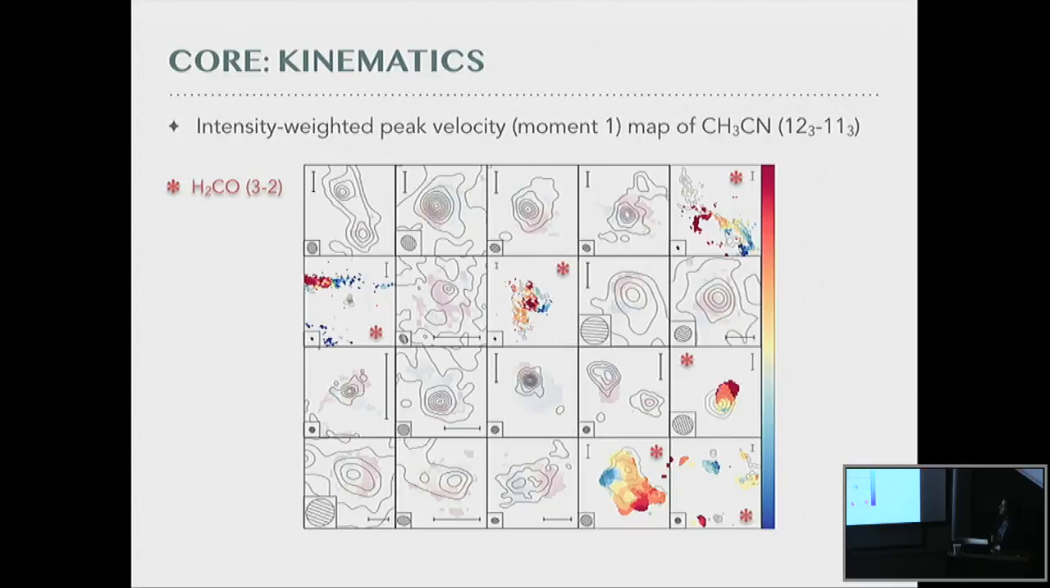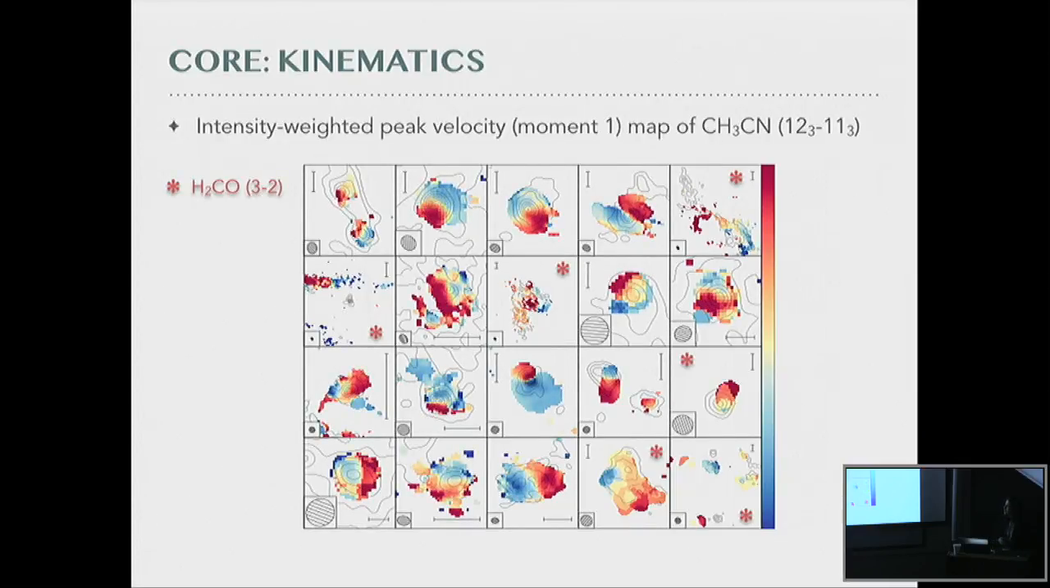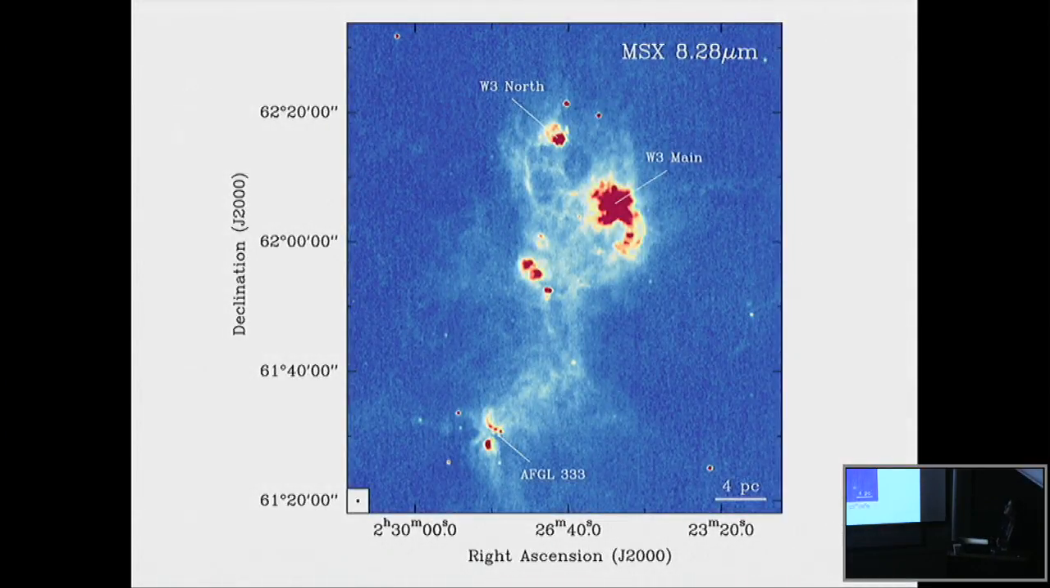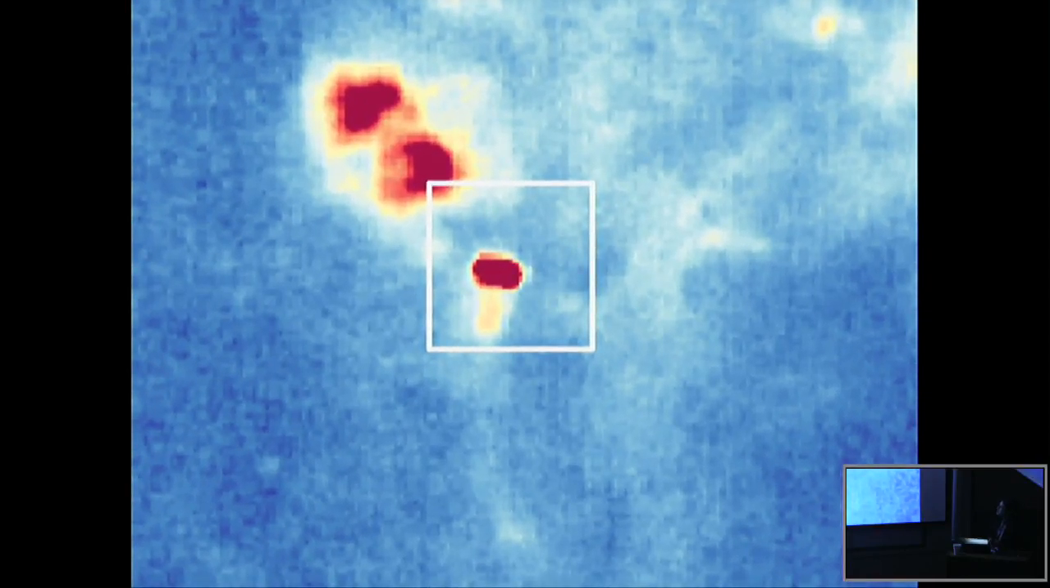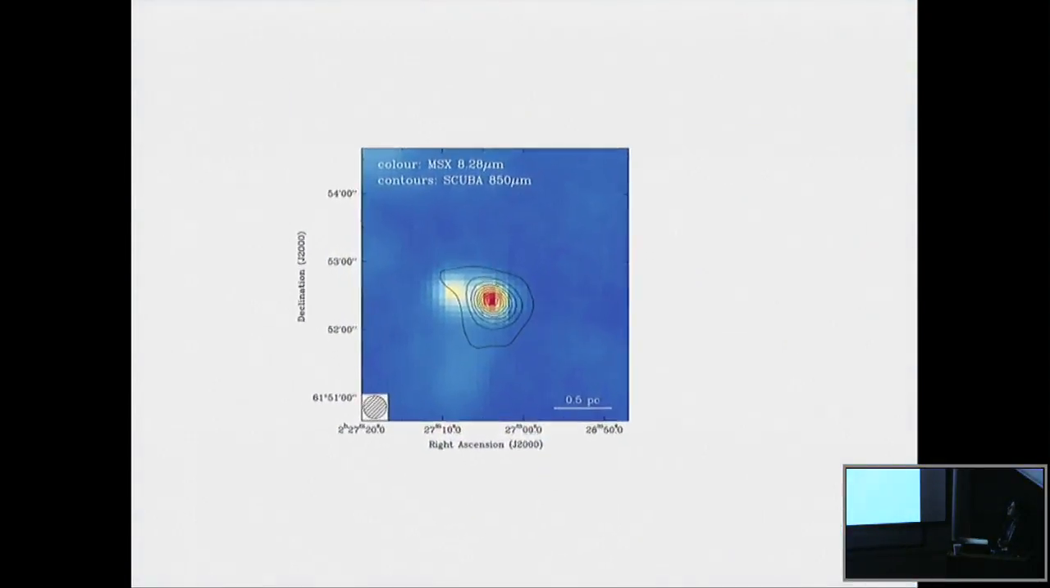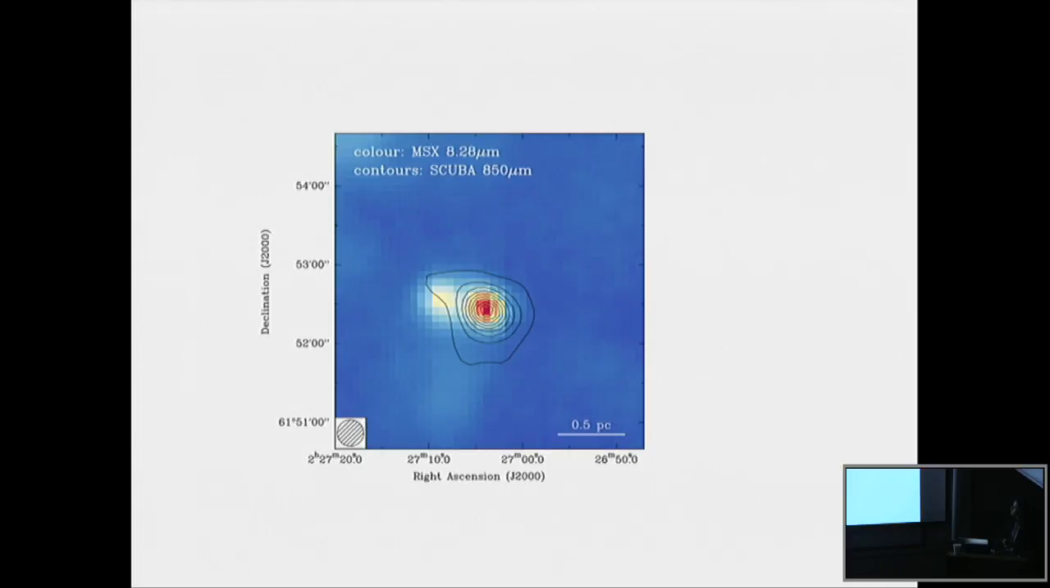So let me now focus my study on just one source and show you what we can do with this data set. The source I will be focusing on is this one down here. It's called W3H2O. It resides in the W3 cloud. Here's the schematic of the cloud in MSX 8 micron image. So you have in the north, W3 north, W3 main, and the core that we're interested in is in the center. So I will zoom in on this and show you again in color the MSX image, and then in contours the SCUBA 850 micron, so you can see that most of the mass is concentrated to the right.